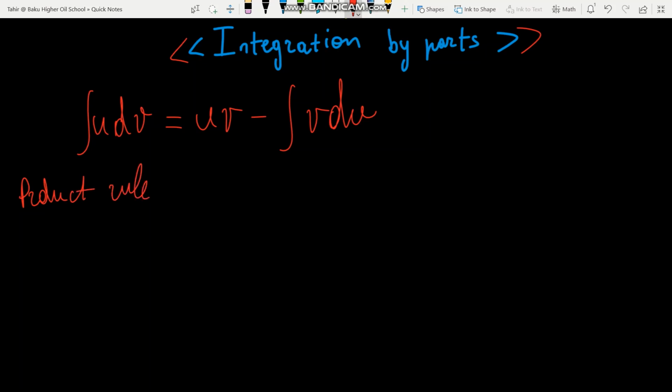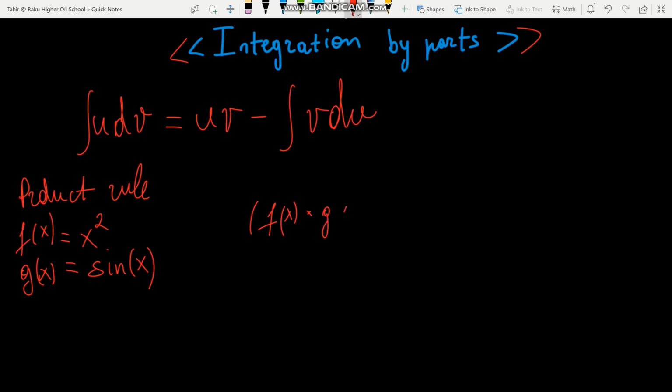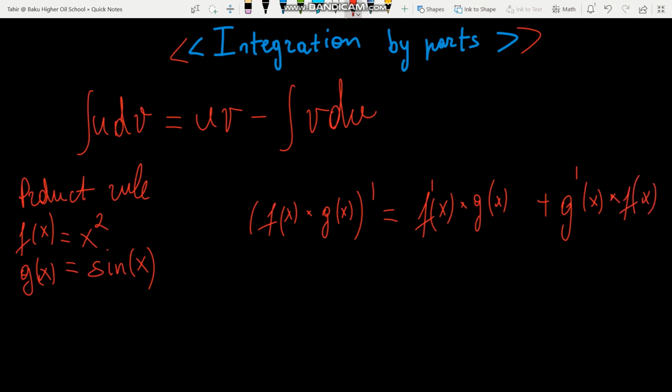Product rule is used to find the derivative of multiplication of two or more functions. Let's just write here two different functions. f(x) is equal to, for example, x squared, and g(x) is equal to, for example, sine x. In order to find the derivative of f(x) multiplied by g(x), we should first of all find the derivative of f(x) and multiply it by g(x), plus find the derivative of g(x) and multiply it by f(x), and this is the product rule.